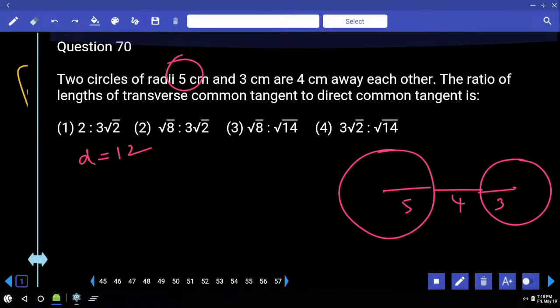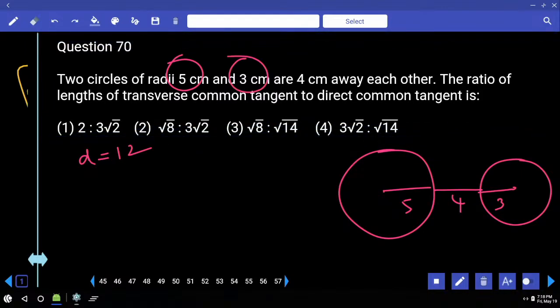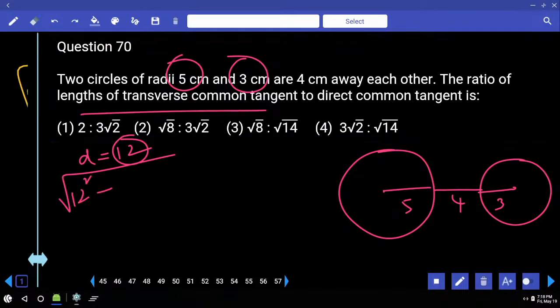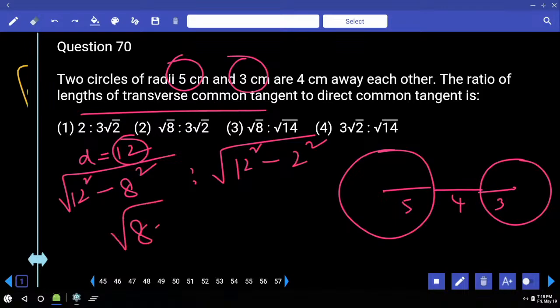R1 is 5. R2 is 3. The ratio of transverse common tangent, square root of D square minus R1 plus R2 whole square, is to square root of D square minus R1 minus R2 whole square. This is 20 into 4, root of 80. This is 14 into 10, root of 140. If we divide both the terms with root 10, we will get root 8 is to root 14.